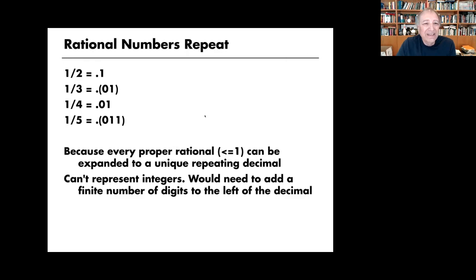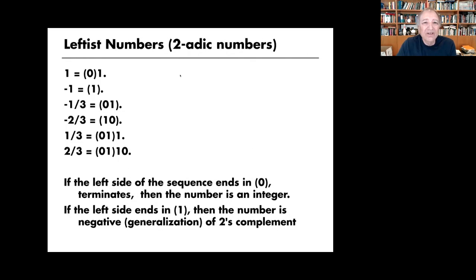But there's actually a neat way of doing this, which is what's called leftist numbers or two-adic numbers. And the way this works is you form a repeating sequence, but instead of extending it off to the right like you think of for rational numbers, you extend it to the left. So you think of 1, remember this is an integer 1, as 1 with an infinite sequence of zeros to the left. Now you think of -1 as an infinite sequence of 1s to the left.